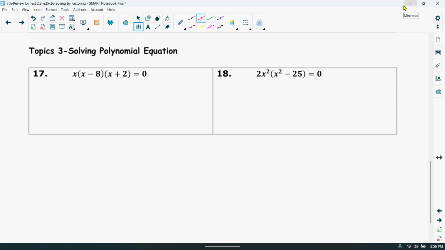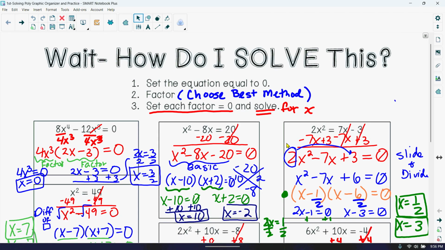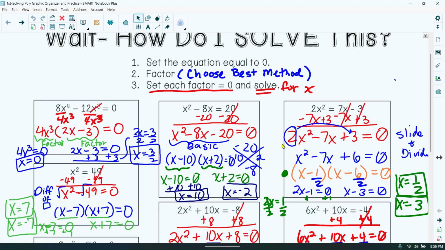All right, for topic 3, we're now solving the polynomial equation, and we're going to solve it by factoring. You might need to refer to these notes right here, where we follow these 3 steps, and we did some examples. Remember, we always want to set the equation equal to 0. Factor, we have to choose the best method. Then we're just going to set each factor equal to 0 and solve for x.